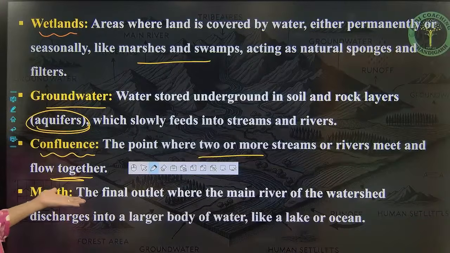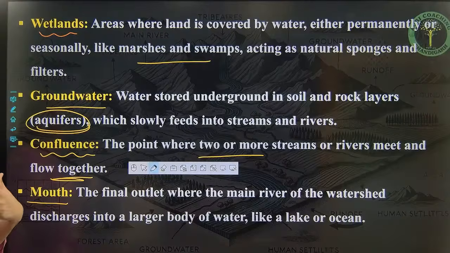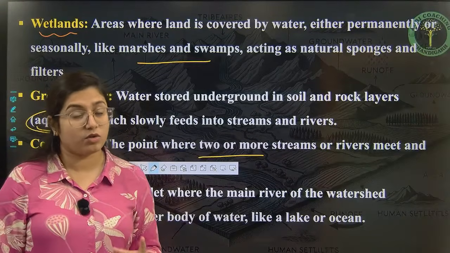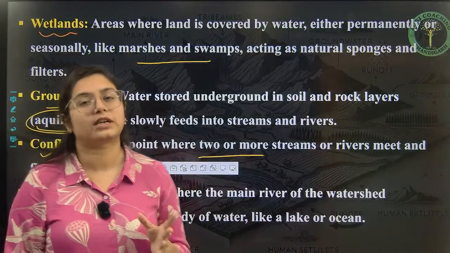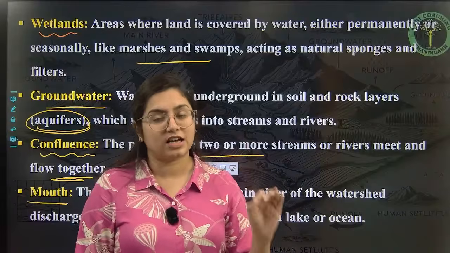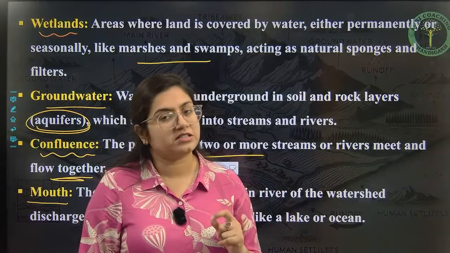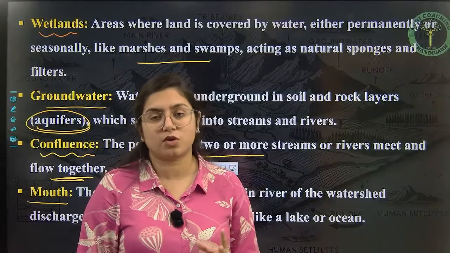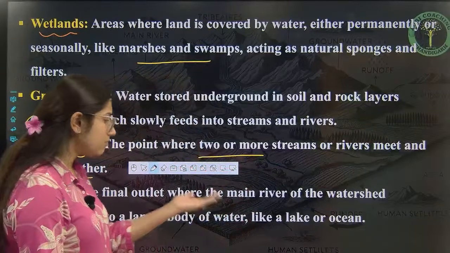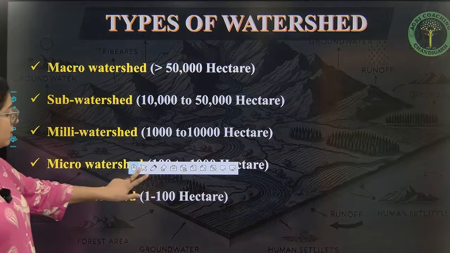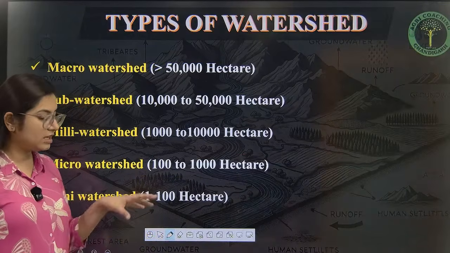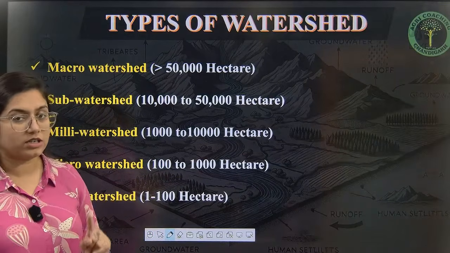Then the mouth, the final outlet, where the main river of the watershed discharges the water into a large body. It could be a lake or ocean. That is known as the mouth. In simple words, mouth is the outlet. What is mouth? The final outlet where the water is discharged into a larger water body. It could be any lake or ocean. So these are the components, or basically the important parts, of watershed.